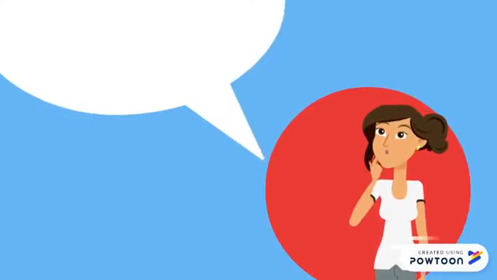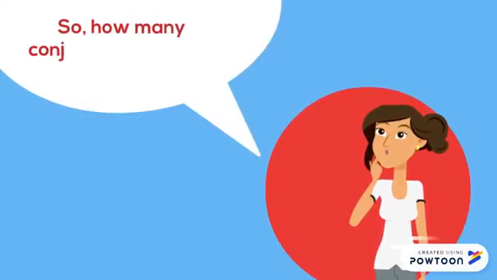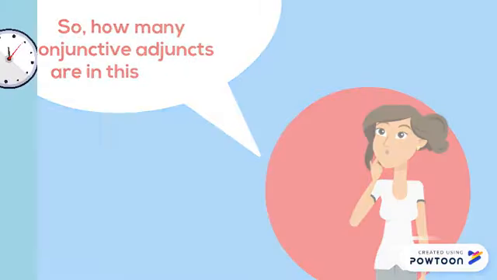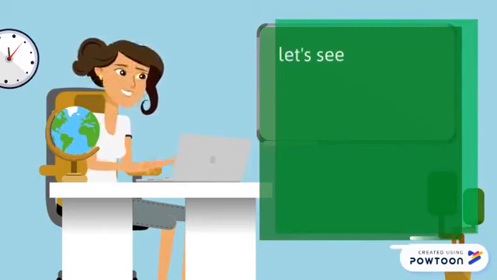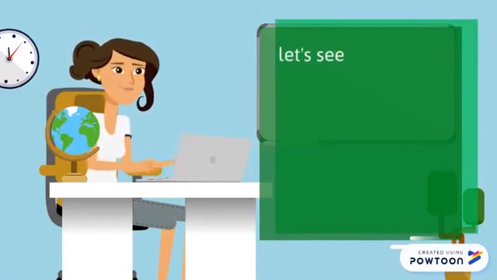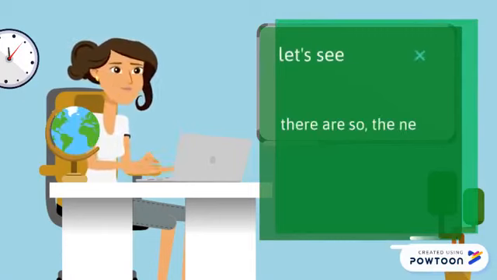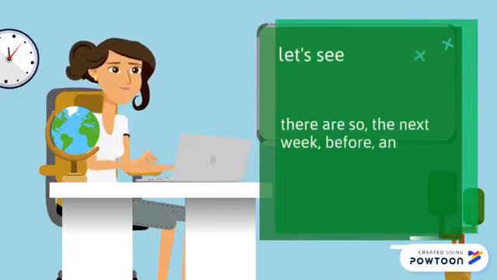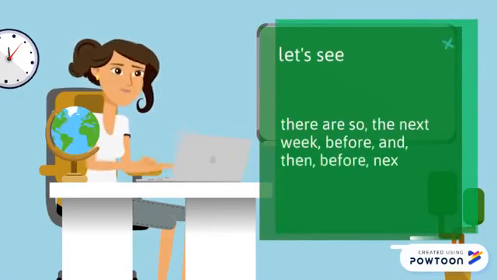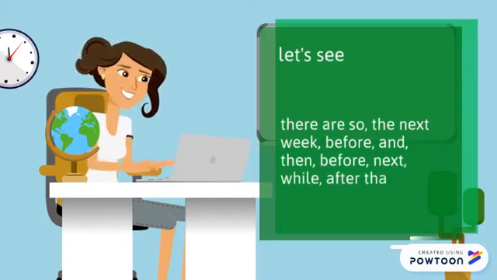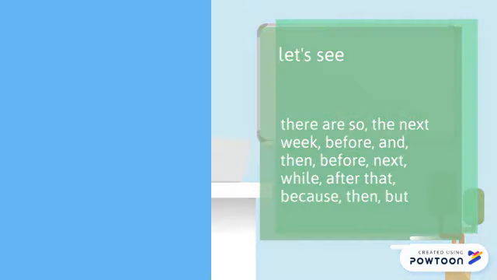After mentioning conjunctive adjuncts just now, how many are they in the text? Let's see. There are so, the next week, before, and then, before again, next, while, after that, because, then, and but. So there are 12.